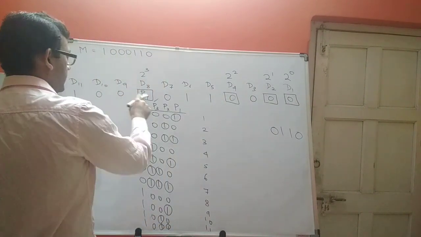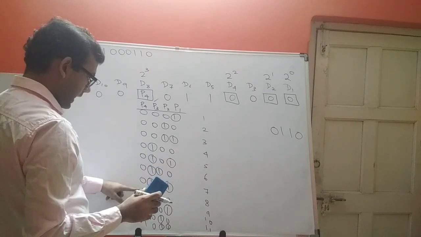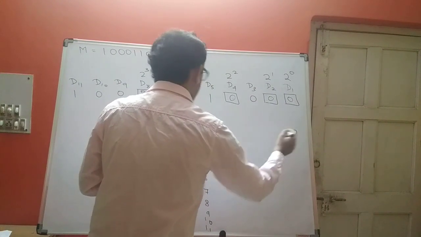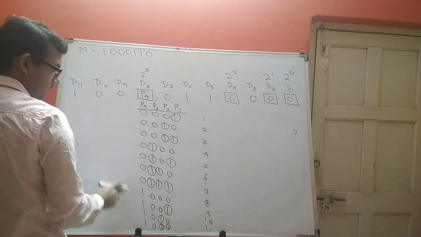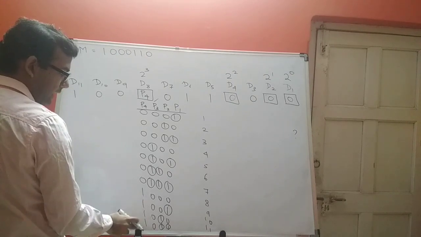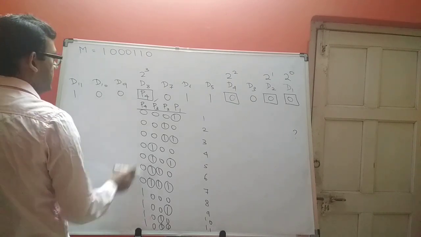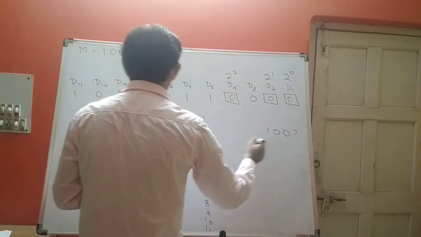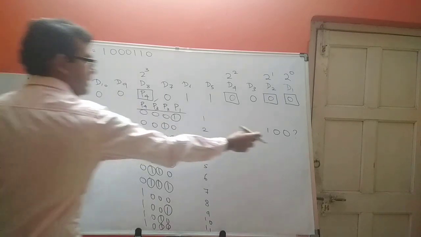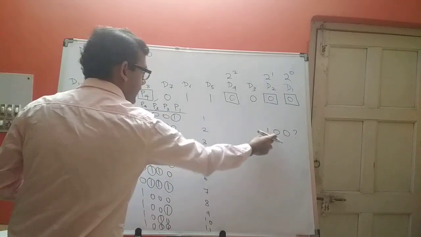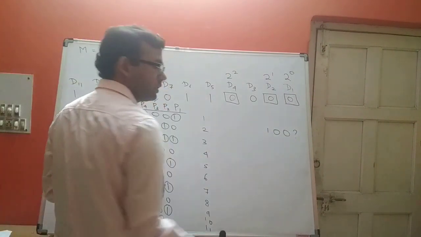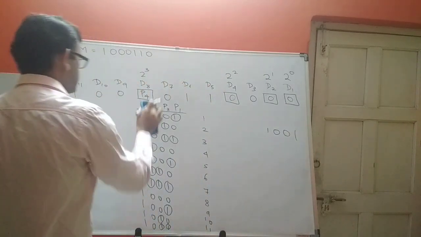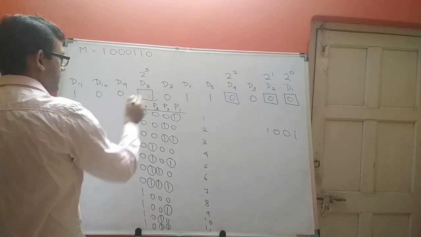Now I'll find the value for P4. P4 depends on 8, 9, 10 and 11. So what is 8? 8 is P4 itself. I don't know its value. Positions 9, 10 and 11 are dependent on position 8, because at position 8 you have P4. And 9, 10, 11 contain 0, 0, 1. So what should I place here so that there are even number of 1s? I should place a 1 here so that there are even number of 1s. So P4 gets a value of 1.